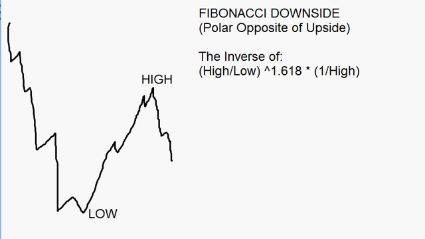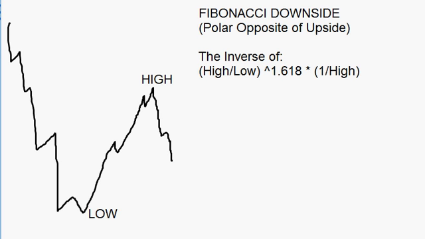So the market has had a downtrend of some sort. It bottoms and then goes up. So I'm going to take the same ratio, high divided by the low, for the length of the move, put it to the exponent of 1.618. But instead of multiplying it by the low, I need to multiply it by the inverse of the high.